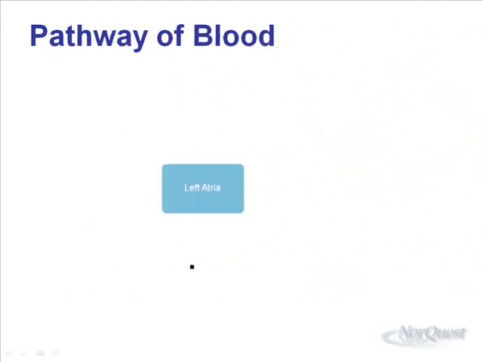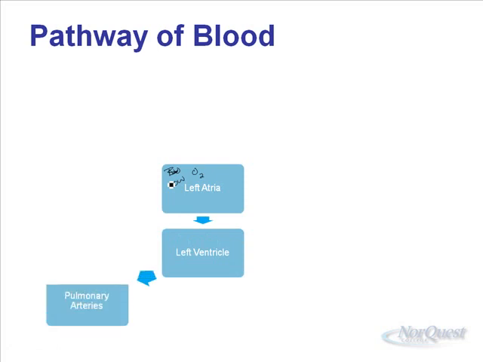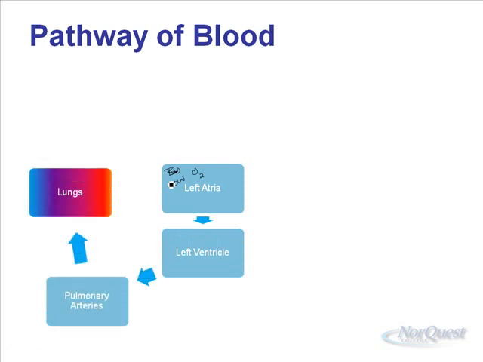So here's the pathway of blood. If we start at the left atria, notice it's blue. Blue for no. I shouldn't say no, but we'll go with this. This is better. Low O2. It's about 70% saturated with oxygen, which isn't enough. So from the left atria, it goes to the left ventricle, out to the pulmonary arteries, into the lungs where it gains oxygen, hence the color change here. We have low O2 to high O2.